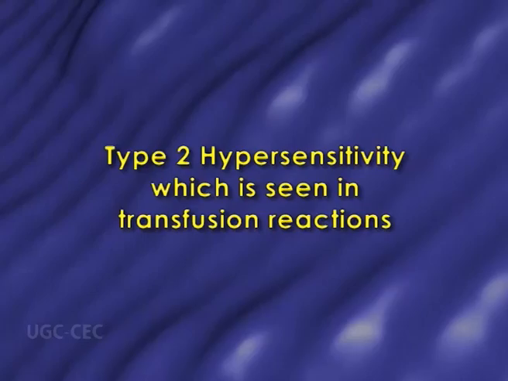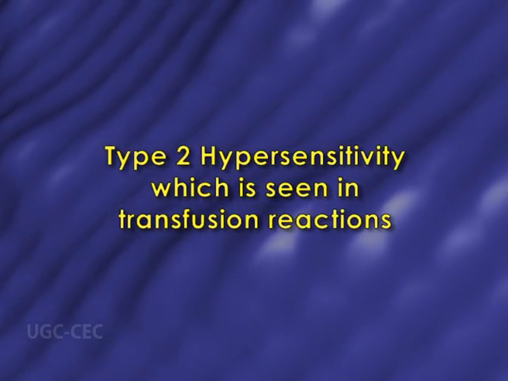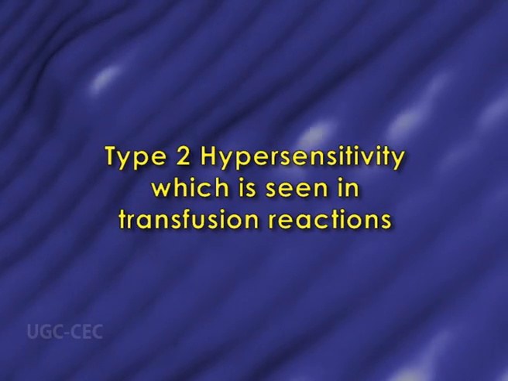The B antibodies present in an A blood group individual will bind to the B antigens present on the RBC of the B blood group, and readily it will lyse the RBC. This reaction is called type 2 hypersensitivity, which is seen in transfusion reactions. Another example of type 2 hypersensitivity is hemolytic disease of the newborn.